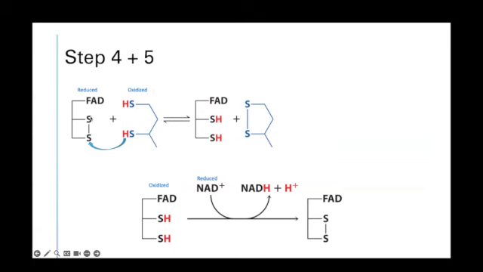And then in the last step, step 5, we need to restore our reduced molecule in E3. We need to restore the final version of our enzyme 3 again, so it can catalyze the same reaction over again. So we bring in a molecule of NAD+, which then gets reduced to NADH, and our E3 is then restored.